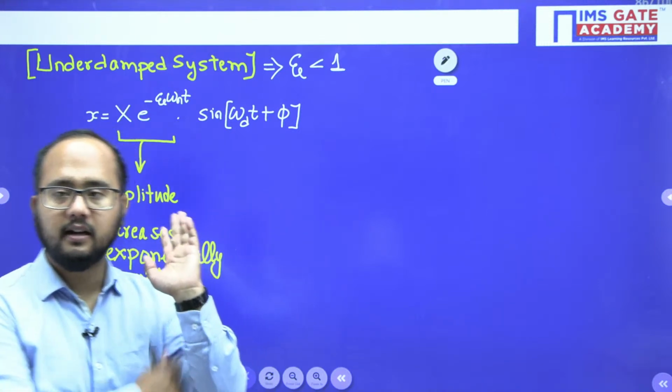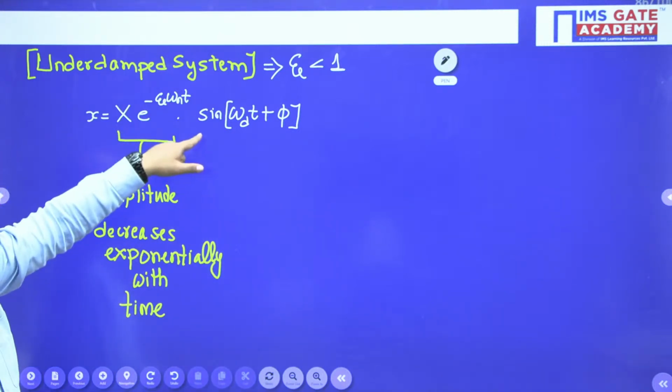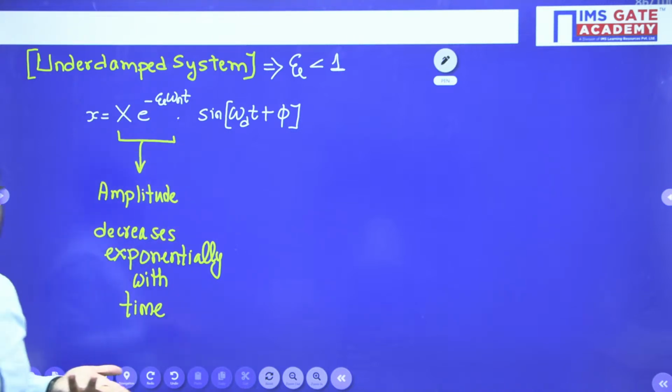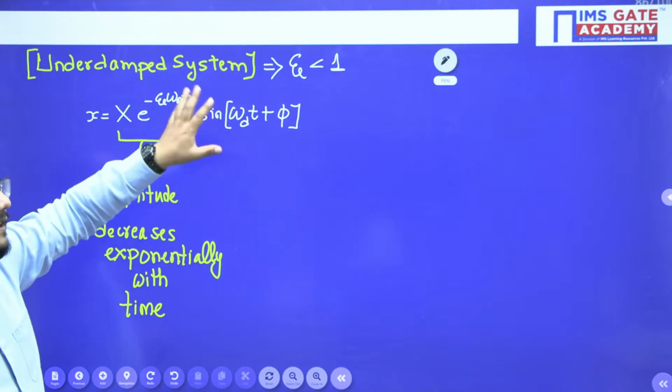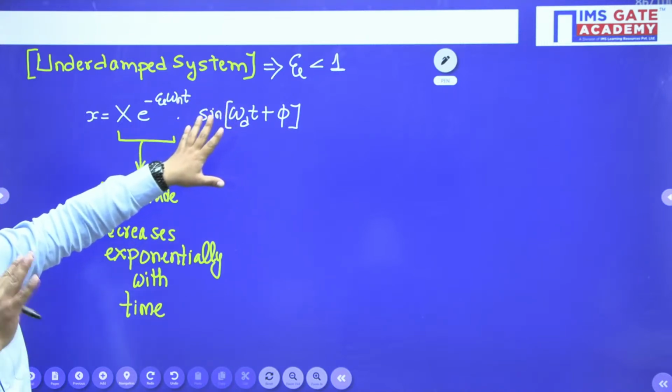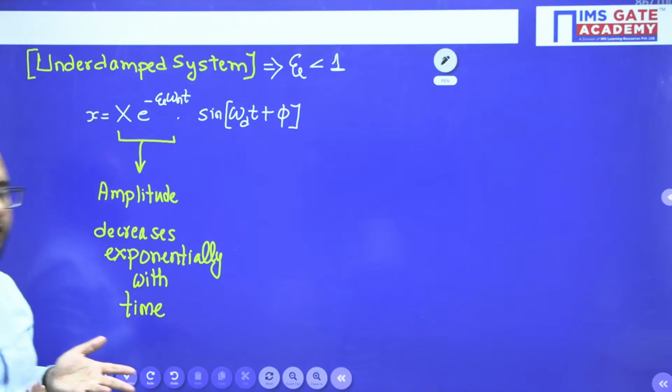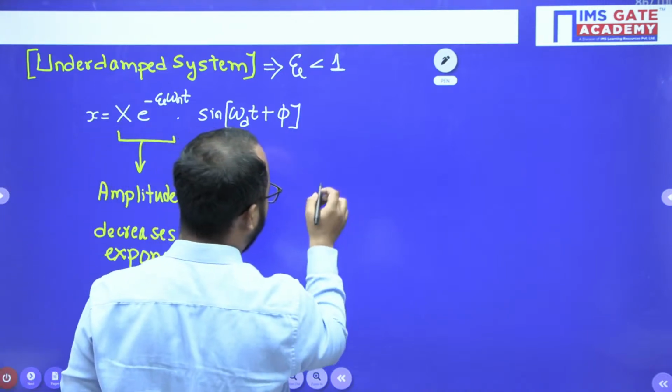Is this point clear? And this sine represents what? The repetition of motion. The sine function represents the repetition of motion. So obviously oscillation will be there in this case, but with the damped frequency.